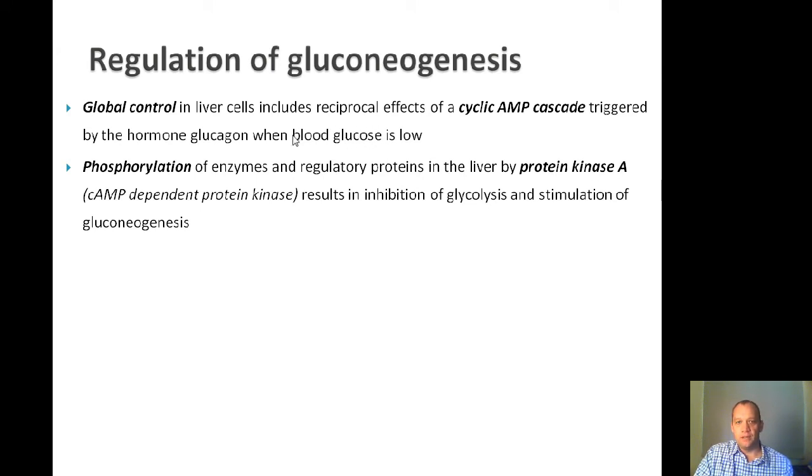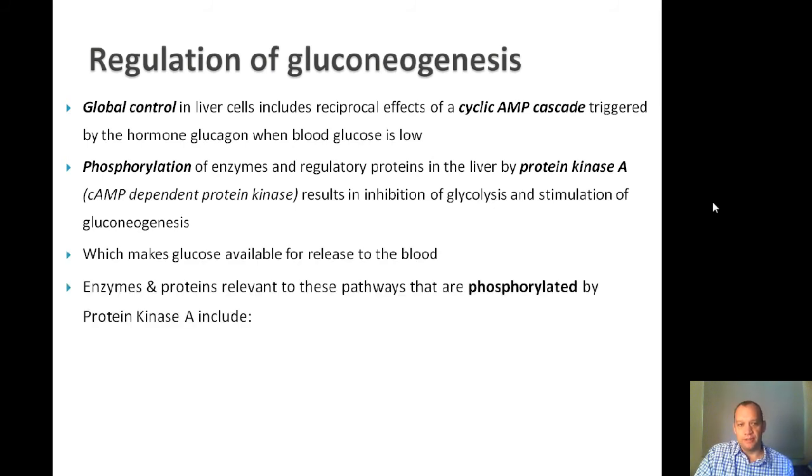Because remember now, this is a signal that comes when blood glucose levels are low. So the cell then signals that glycolysis should come to a halt and gluconeogenesis should happen. Blood glucose levels are low, so we don't want breakdown of more glucose through glycolysis. We actually want production of more glucose by gluconeogenesis. So that will then make glucose available for release into the blood.